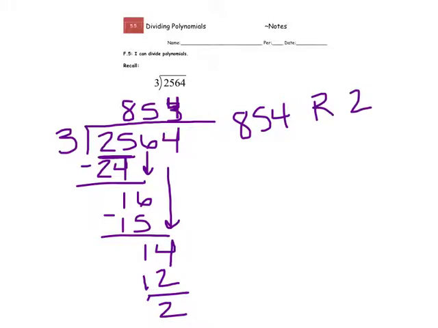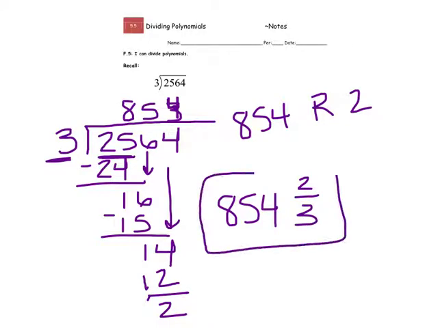But we're going to actually write that as a fraction, because that's how we're going to write it when we're dealing with polynomials. So we have 854. We're going to take the remainder of 2 and put it over the divisor. 854 and 2/3 would be our answer. Now we're going to try this with polynomials.